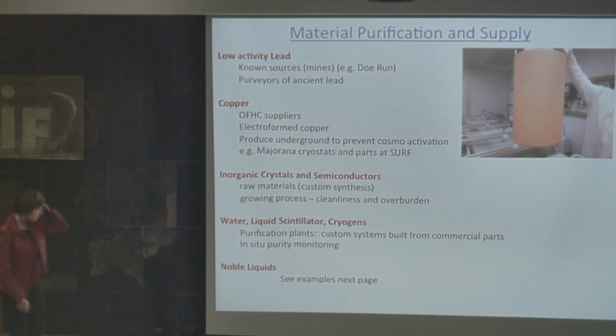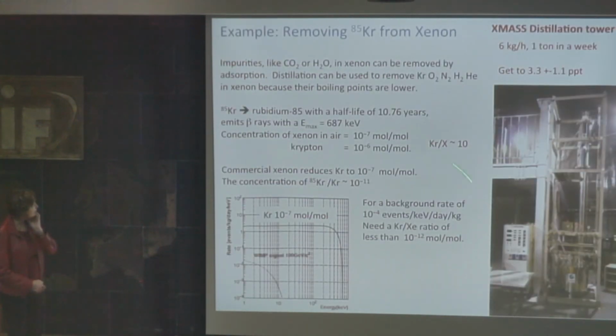I don't think I need to do much more. Let me see, this is just that it's not just assaying, it's purifying stuff. There's a lot of different ways to do that. I do want to mention, because it's really important, that getting rid of the krypton 85 from xenon is a purification process that is done by distillation and adsorption. So you start by getting rid of impurities in the xenon, and then eventually you have to use distillation to get rid of those whose boiling points are lower.